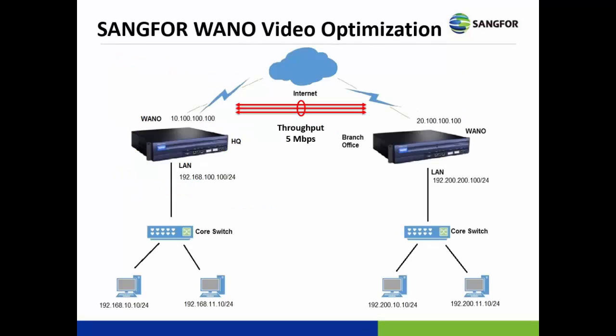Next, we will be configuring our video optimization according to this topology, where one of the WANO will be deployed as the HQ side with the LAN interface of 192.168.100.100/24, and another WANO deployed as the branch office side with the LAN interface of 192.200.200.100/24. In our case here, the HQ side will be having a video conference with the branch office side.